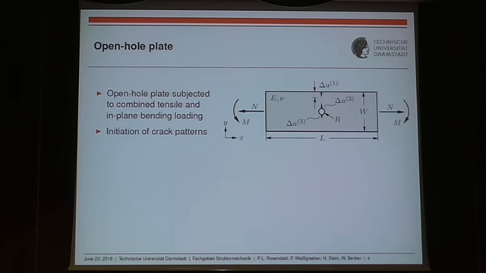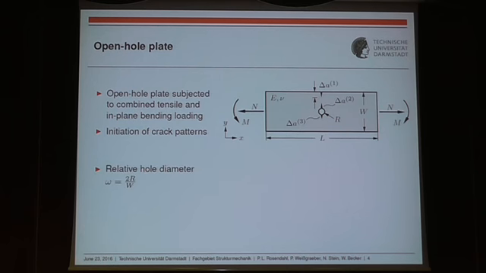So the structure we examined for this present work is this open hole plate depicted up here in the top right corner. It has the length L, the width W, a center hole of the radius R, and is loaded by a bending moment M and a tensile force N. We expect up to 3 cracks of finite size, delta A 1, 2, and 3, numbered top to bottom.